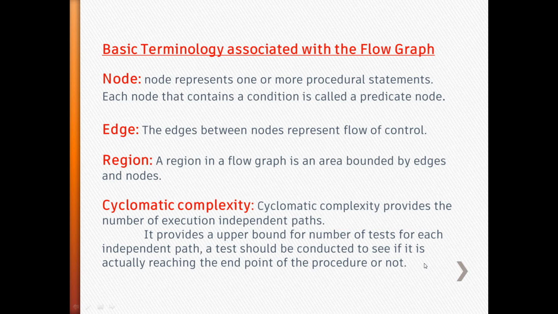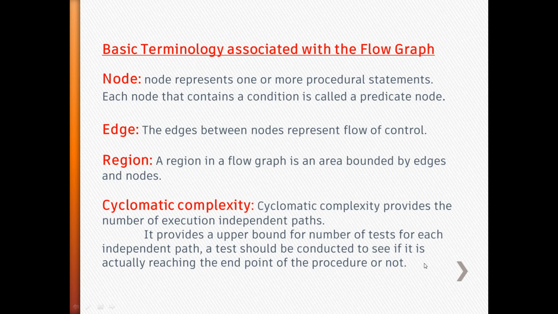Node. It represents one or more procedural statements. Each node that contains a condition is called a predicate node. The edges between nodes represent flow of control. The region in a flow graph is an area bounded by edges and nodes. Cyclomatic complexity. It provides the number of independent execution paths. It provides an upper bound for the number of tests.